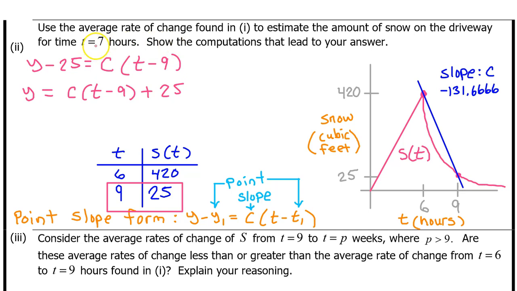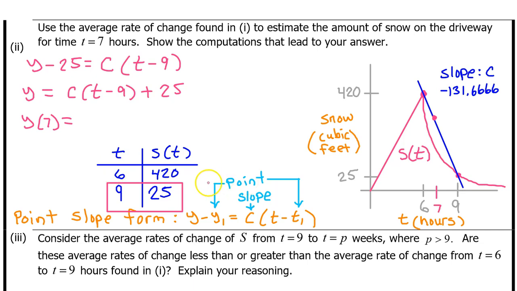So this is the equation of the secant line, and we will use this equation to estimate the amount of snow on the driveway at time t equals 7 hours, which is like right here. Okay, so we're going to be finding this point on the secant line. So we will show this by writing y at 7 using this notation. It means that we are about to plug in 7 for t.